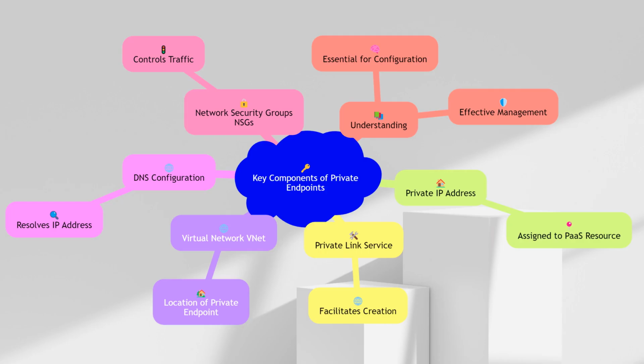The key components of private endpoints include the private link service, which facilitates the creation of private endpoints, and the private IP address assigned to the PaaS resource. Other components include the virtual network (VNet), where the private endpoint resides, the DNS configuration to resolve the private endpoint's IP address, and the network security groups (NSGs) that control traffic to and from the private endpoint. Understanding these components is essential for effectively configuring and managing private endpoints.